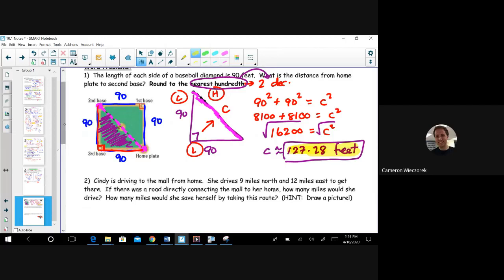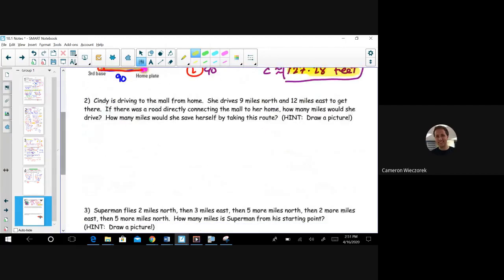Okay, second one. Cindy is driving to the mall from her home. She drives 9 miles north and 12 miles east to get there. It says, if there was a road directly connecting the mall to her home, how many miles would she drive? And then we want to also know how many miles would she save herself by taking this route. So I'm going to call this part A. I'm going to call this part B just so we chunk it.